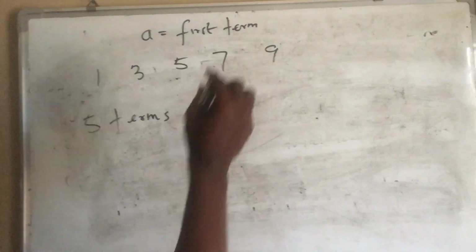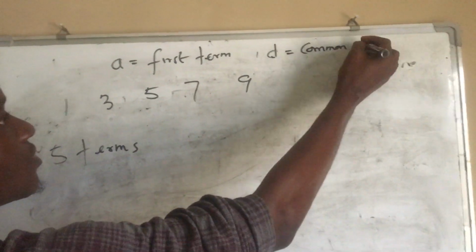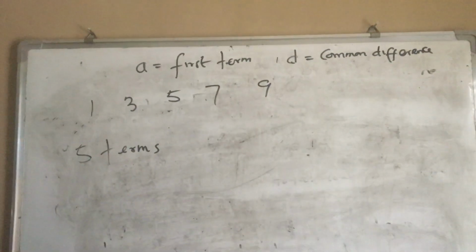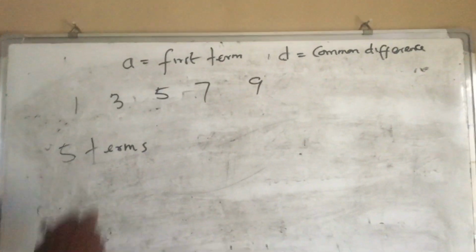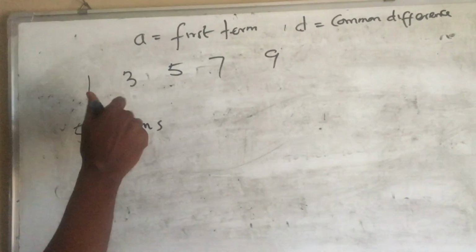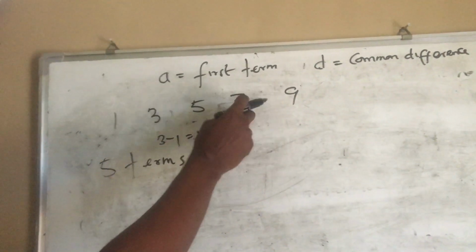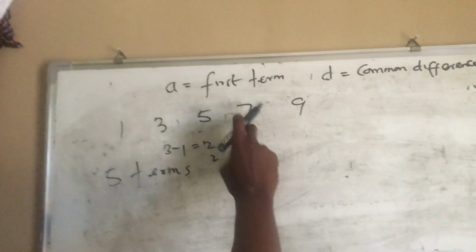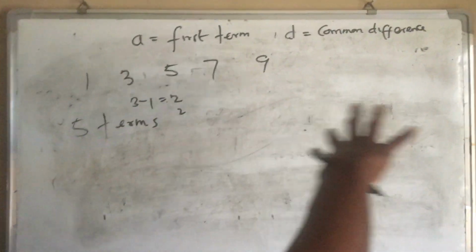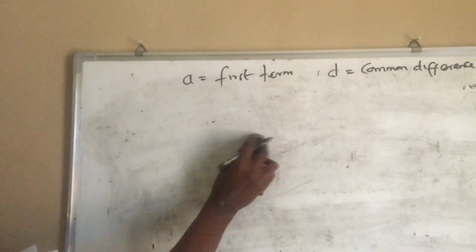And there is another thing that we need to know, which we represent as D. We call it the common difference. So for a sequence to be an AP, it must have a common difference. How do we get the common difference? Second term minus the first term. 3 minus 1 is 2. 5 minus 3 gives me 2. 7 minus 5 gives me 2. 9 minus 7 gives me 2. So that's what we call the common difference. That difference must be common in that sequence.